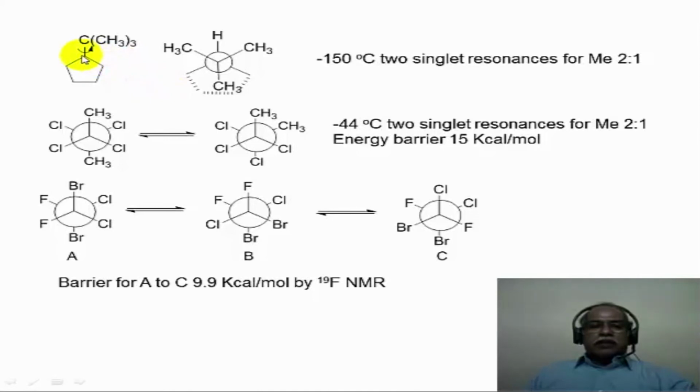Now, at normal temperatures, if you look at tertiary butyl cyclopentane, there will be a rapid rotation between this carbon and this carbon. So one will not be able to distinguish the 3 methyl groups of the tertiary butyl group at ordinary temperatures. However, if the sample is cooled to minus 150 degrees Celsius, it is possible to freeze the molecule from undergoing rapid interconversion of conformations.